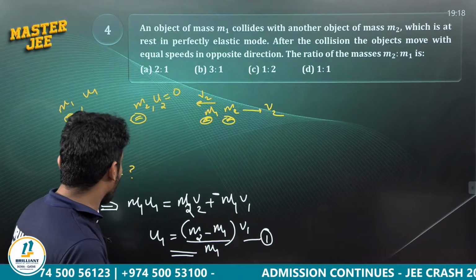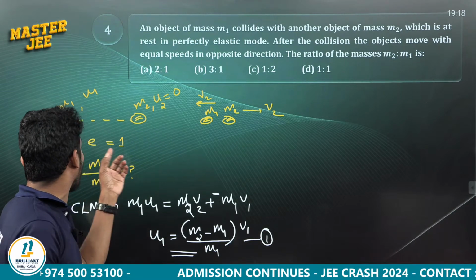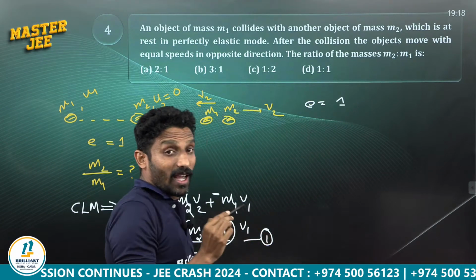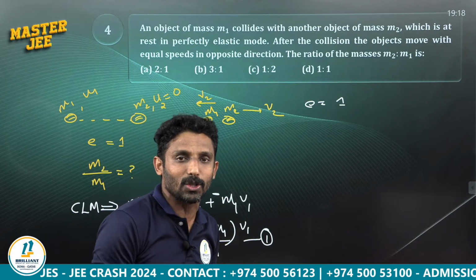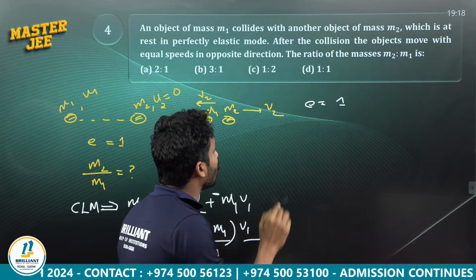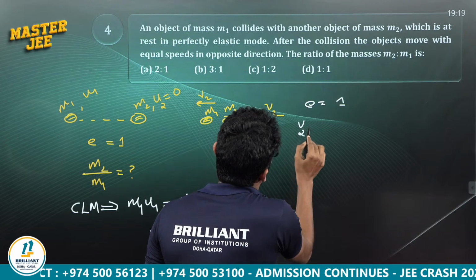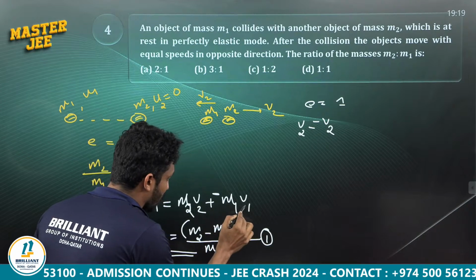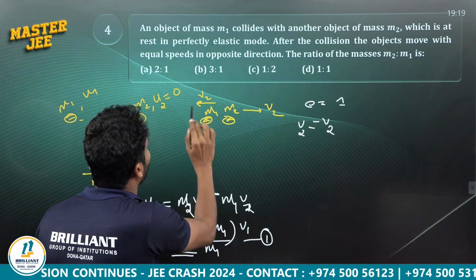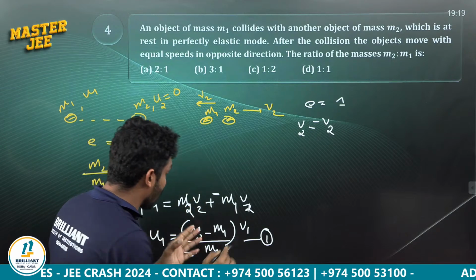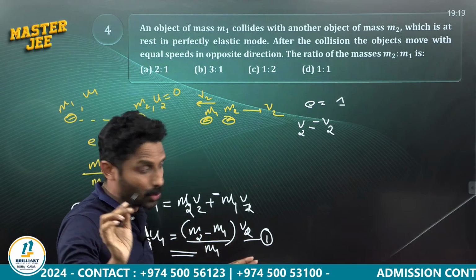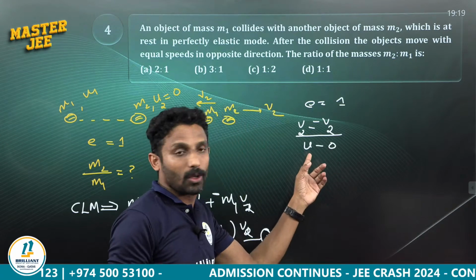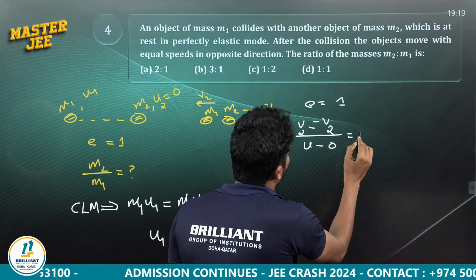Now another expression for u1 is obtained by coefficient of restitution equal to 1. What does the coefficient of restitution mean? The relative velocity of separation by relative velocity of approach. The relative velocity of separation is v2 minus, see, actually this is also v2, because both have the same velocity v2. So v2 minus v2 divided by u minus 0, this is the relative velocity of approach. This value is equal to 1.